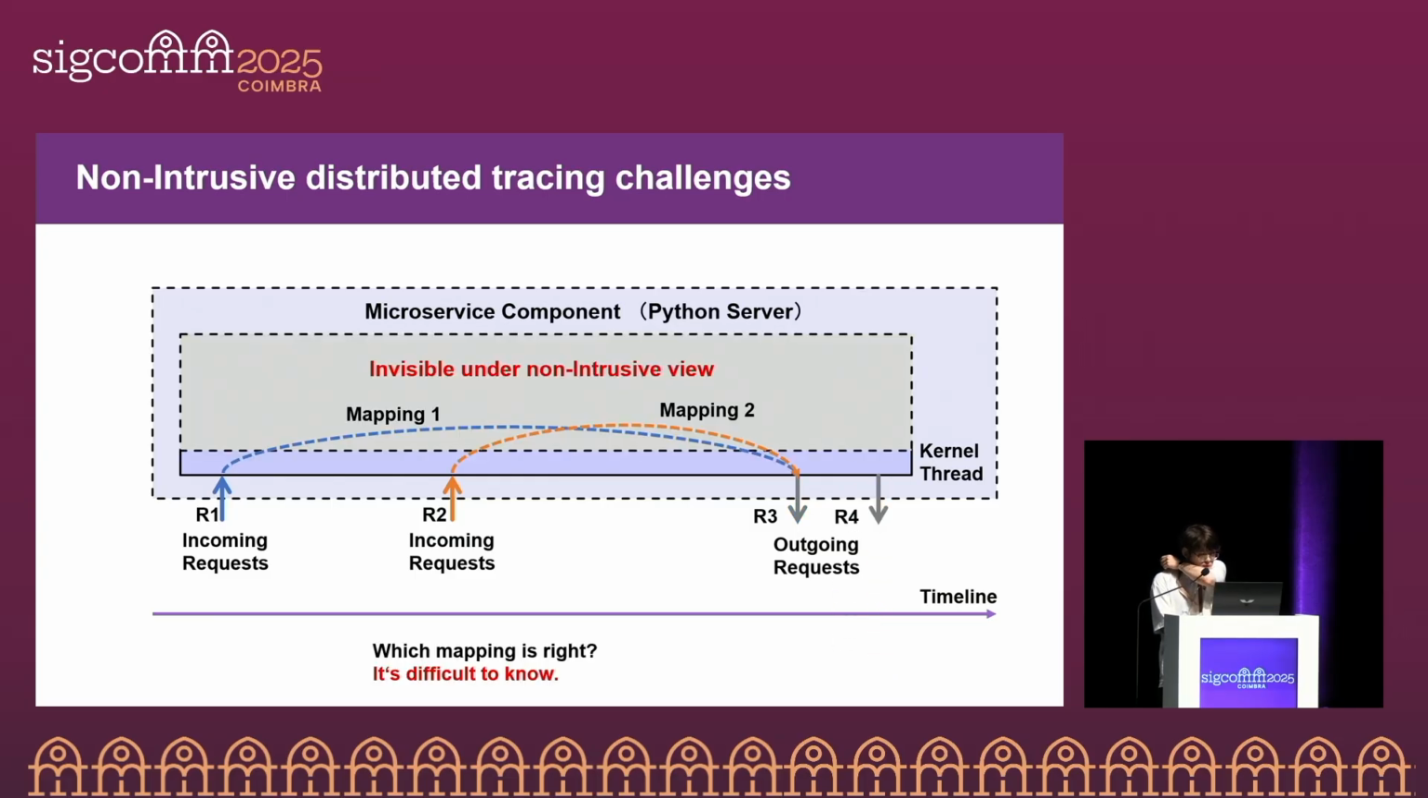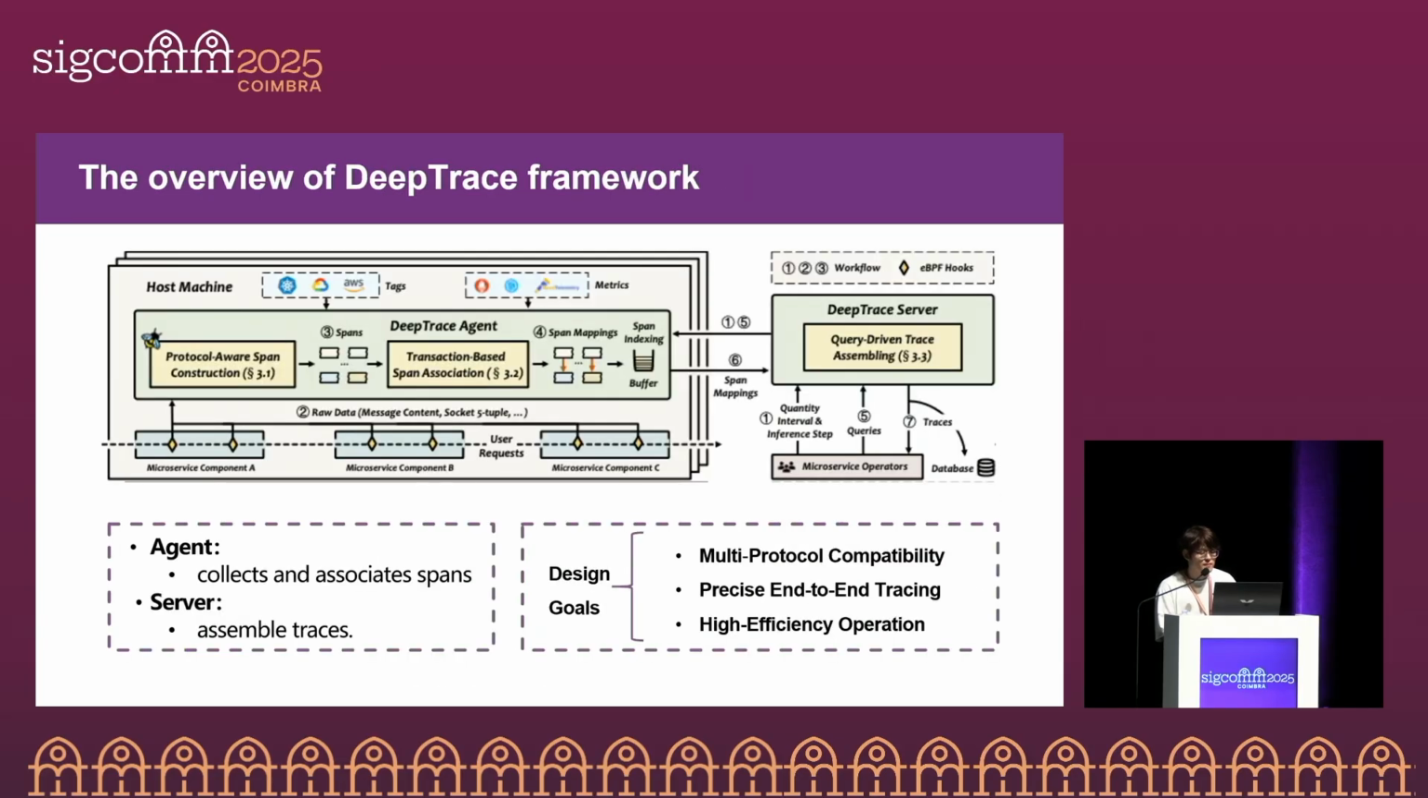From a non-intrusive view, we can't get the mapping relationship between coroutines and kernel threads. Nor can we observe the switching between coroutines. Therefore, for a given outgoing request like R3, it may be triggered by either incoming request R1 or R2. It is hard to know which one is right. Therefore, we propose the DeepTrace system to accurately reconstruct request traces in a non-intrusive manner.